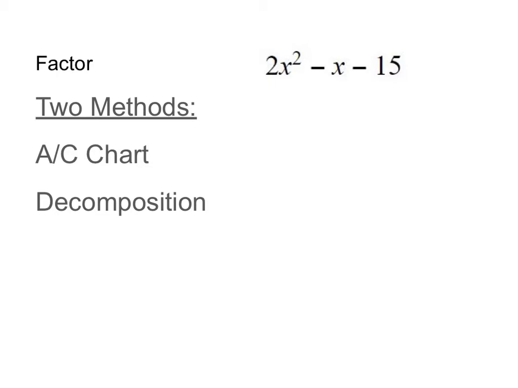Remember that the first thing you should always check for with a tricky trinomial, or something that doesn't have 1 as the a value, is a common factor. That's always the first thing you should look for. If there is a common factor, of course, you should do that first, and then you might actually end up with a simple trinomial. The first few that I'm going to show do not have a common factor and do not have an a value that equals 1. So I'm going to highlight the AC chart method and decomposition.